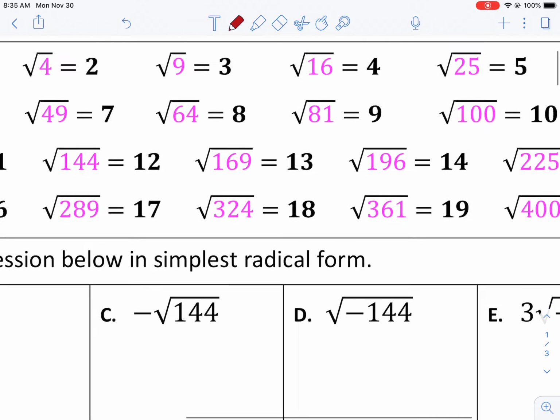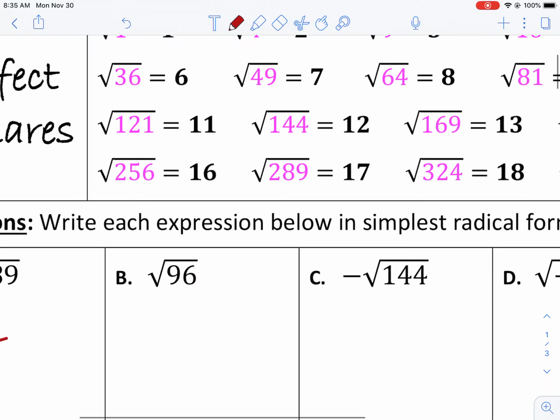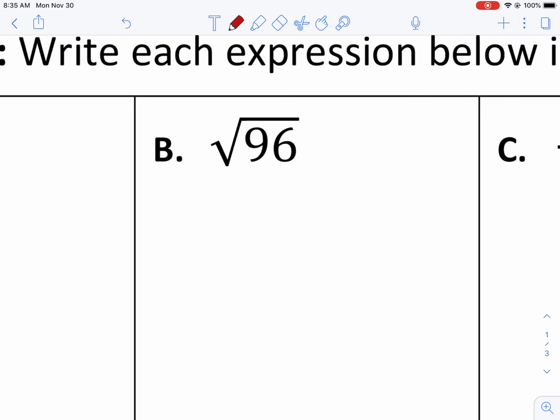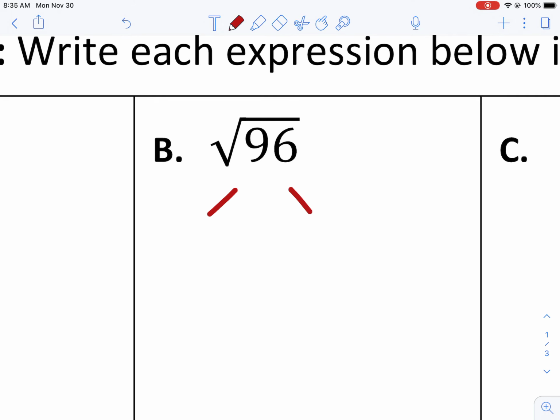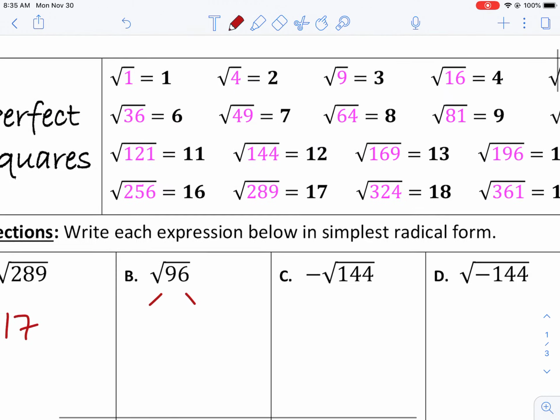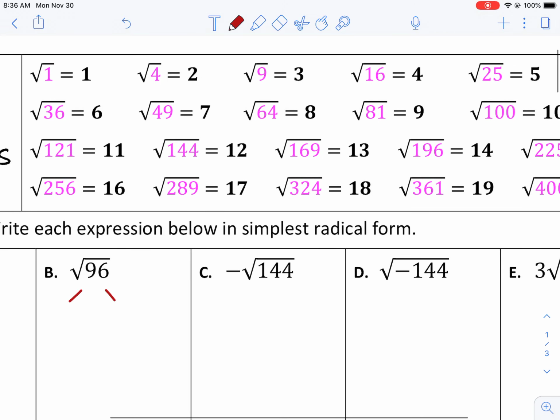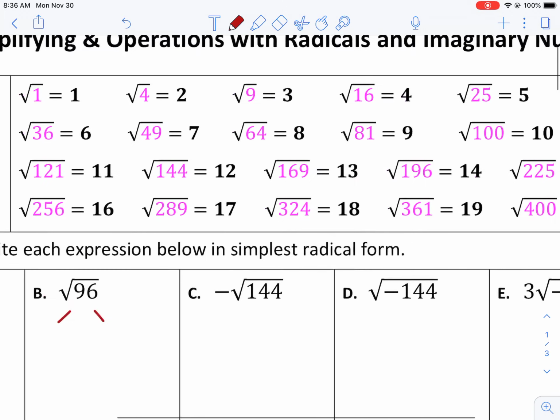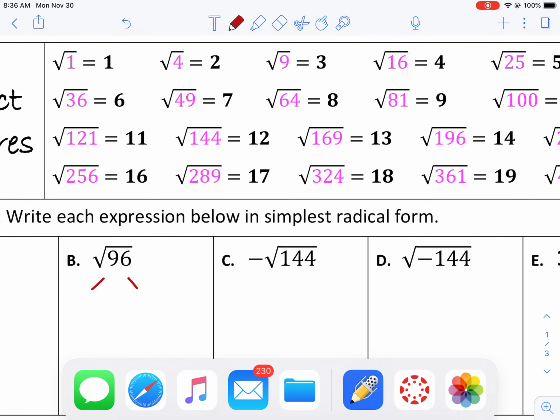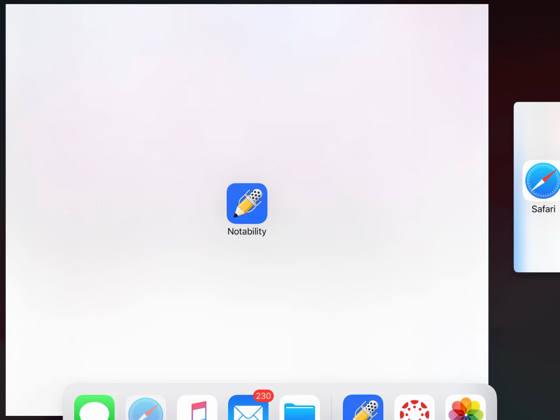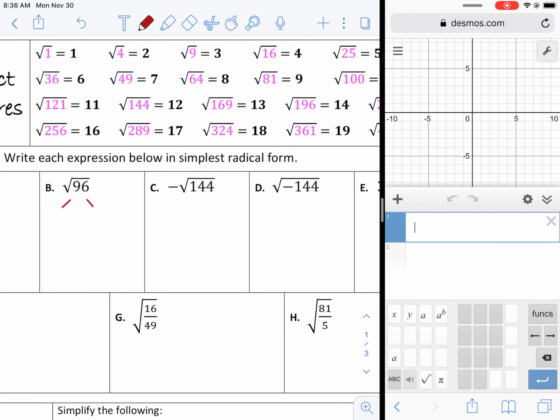96. 96 is not a perfect square. So remember, now you are going to break up 96, and you need to try and think about what perfect square might go into 96. Now, if I'm looking at these perfect squares, I'm not exactly sure. 16 maybe? So what am I going to do? I'm going to open up Desmos, and I'm going to do the same thing that you guys can do. Divide 96 by a perfect square. So I'm going to try 16, 6. There we go. So I got it. I was right.